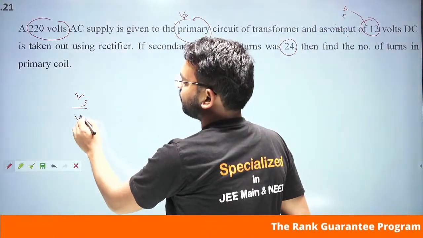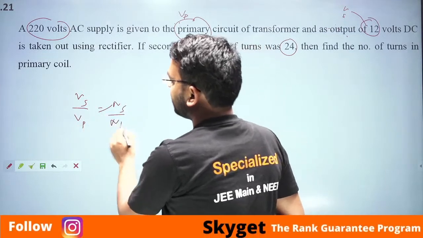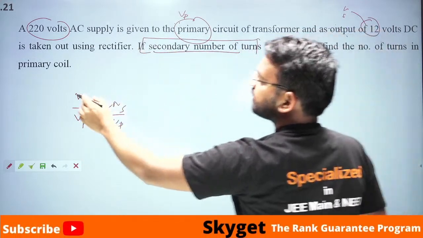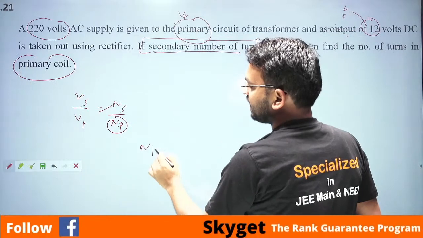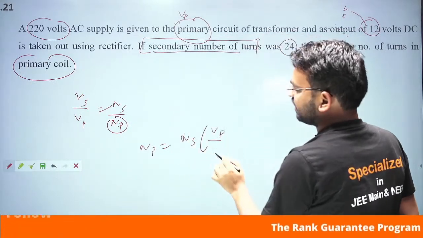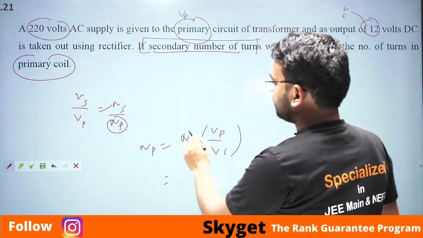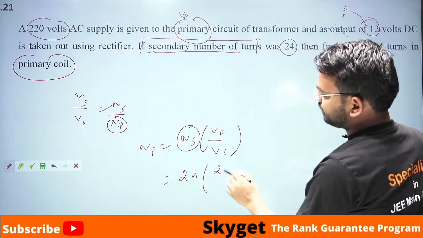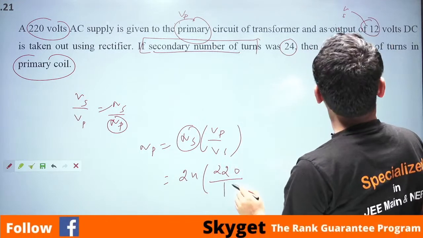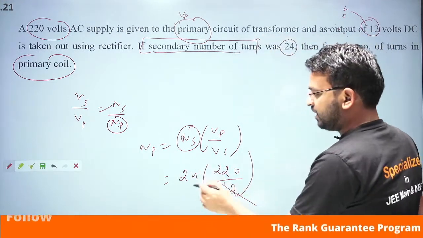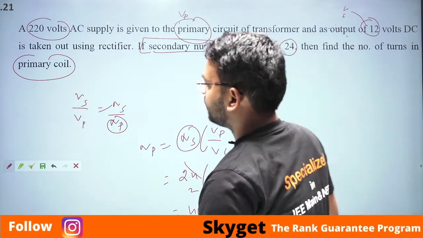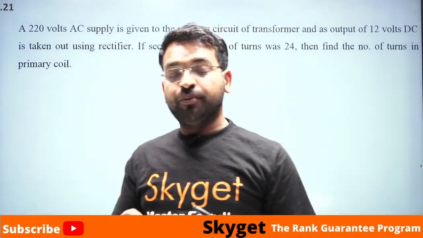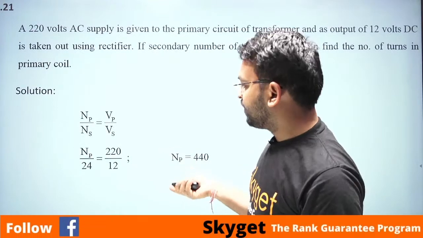So we have the formula Vs over Vp equal to Ns over Np. They are asking for the number of turns in the primary, so they are asking for the value of Np. So Np can be written as Ns times Vp over Vs. If you place the values, it is simple, nothing is going to be so difficult. The secondary number of turns is 24, primary voltage is 220 over secondary voltage 12. If you solve, multiplying by 2, the answer is 440. So this is your fill in the blanks and the answer has to be 440. The number of turns in the primary has to be 440. Okay, you can refer to the solution.